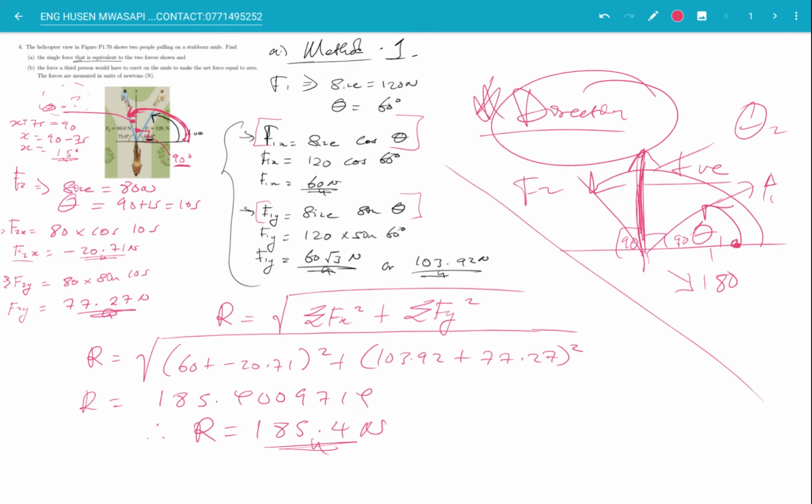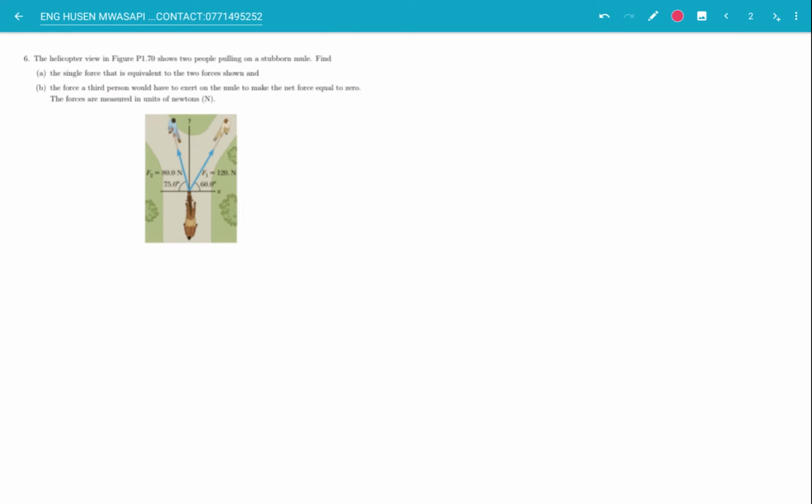We'll do b separately. Alright, so let's apply a different method. The whole goal is to find the steps. Step 1, simply find the forces, then find the angle, which is the direction between the two forces that you have.